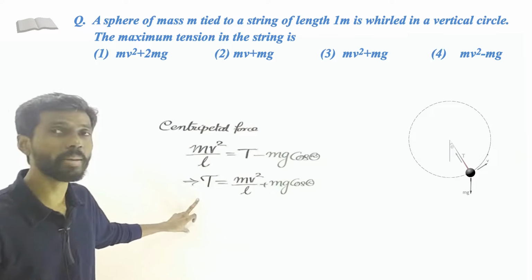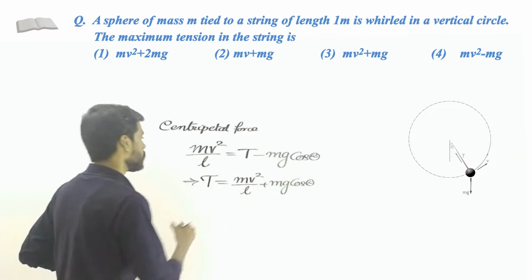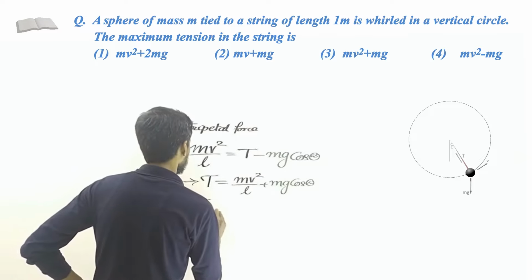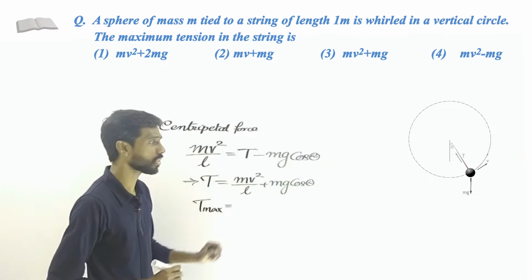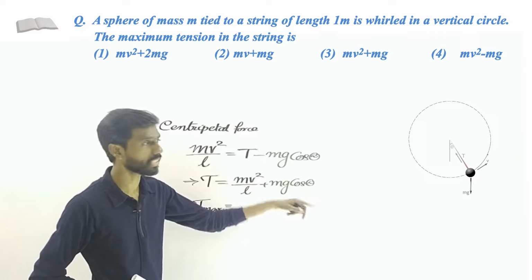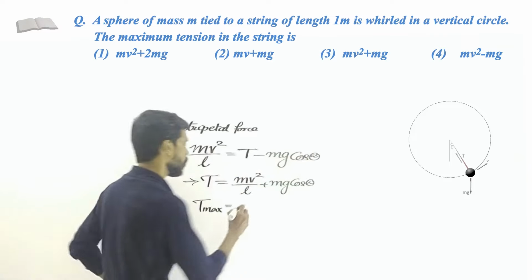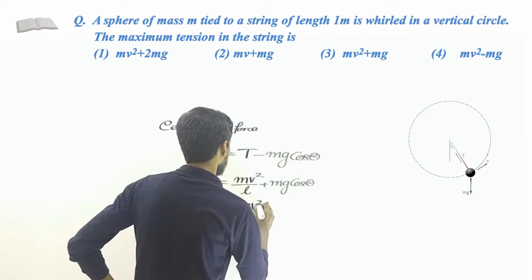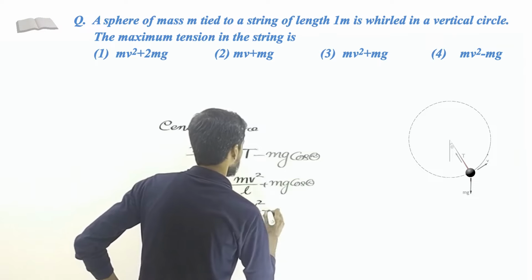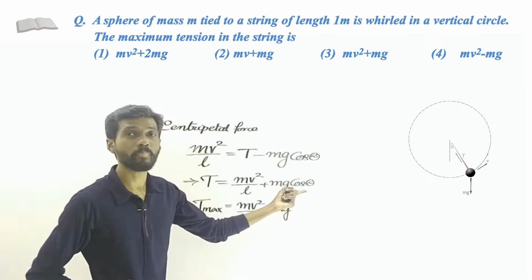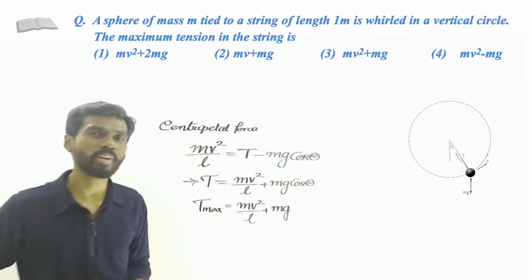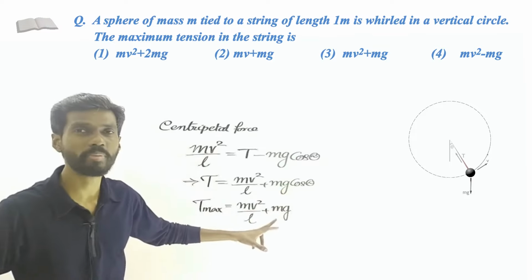But we want to find the maximum tension. So what is the maximum tension? That is obvious here, because all other values are constant. Remember, m, v, L, all these are constant. The only variable is theta. Theta can be different at different points. So you write mv square divided by L plus mg multiplied by the maximum value of cos theta. That is 1, right? So cos theta is maximum 1.